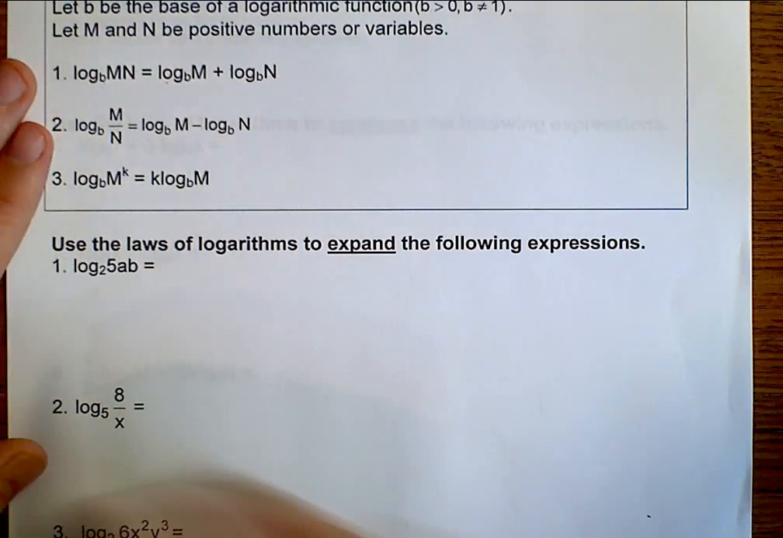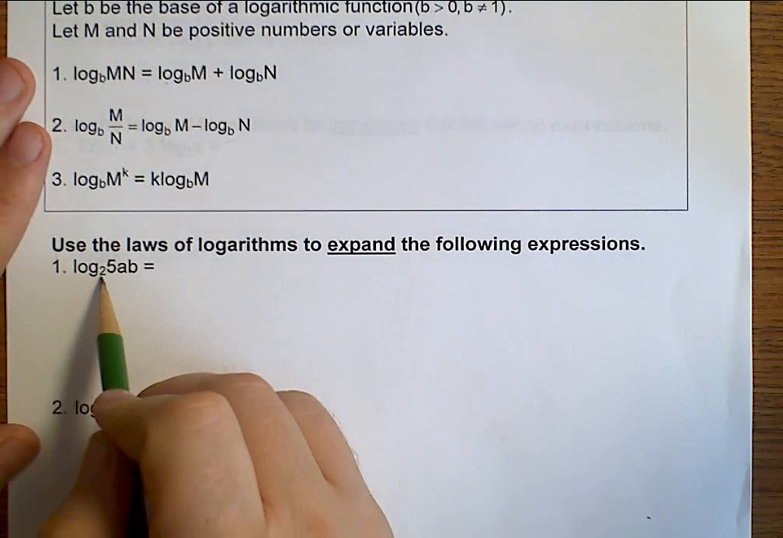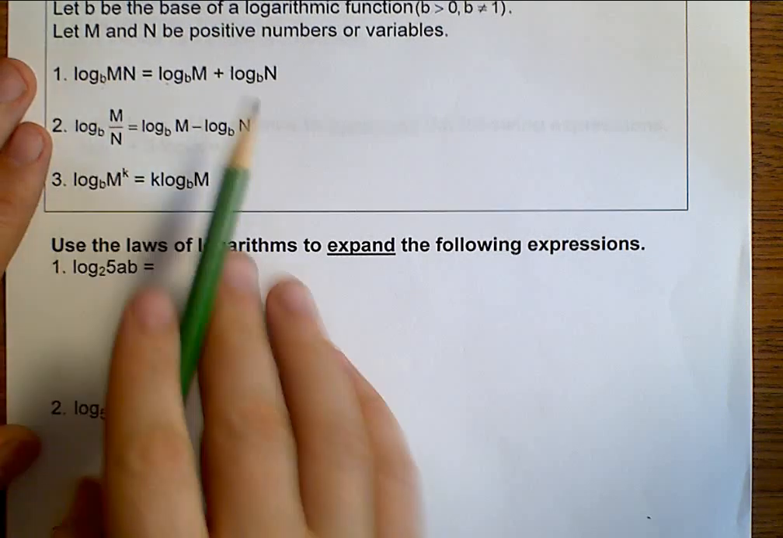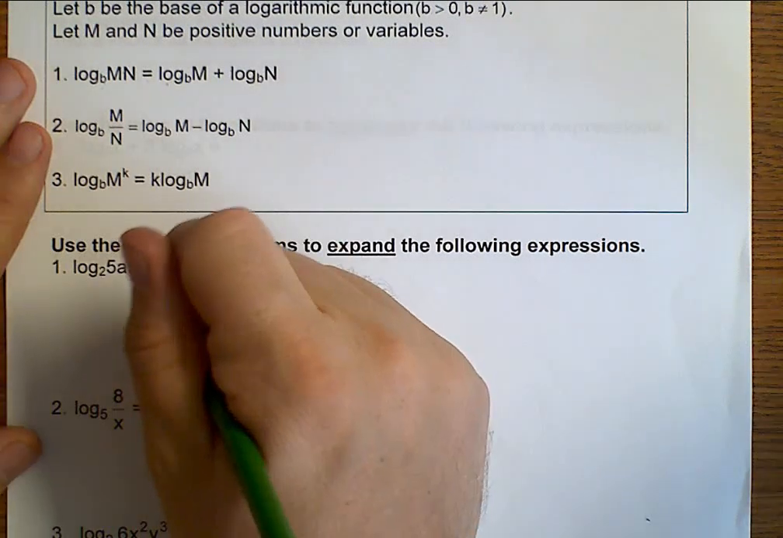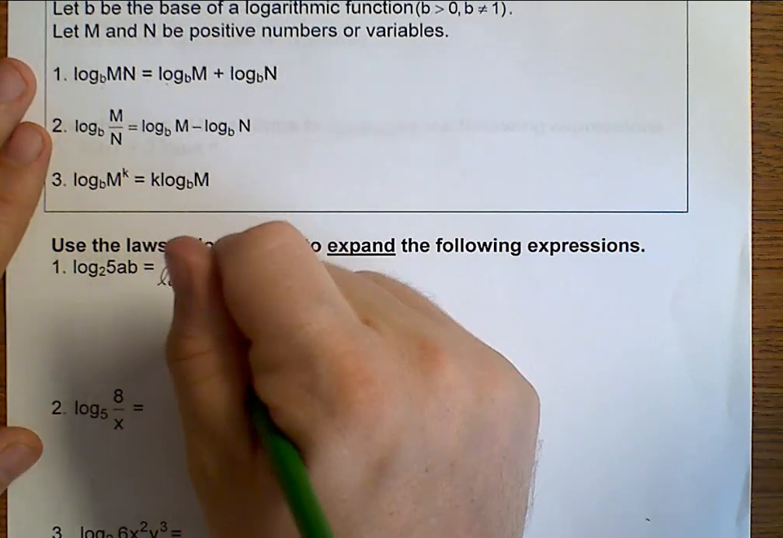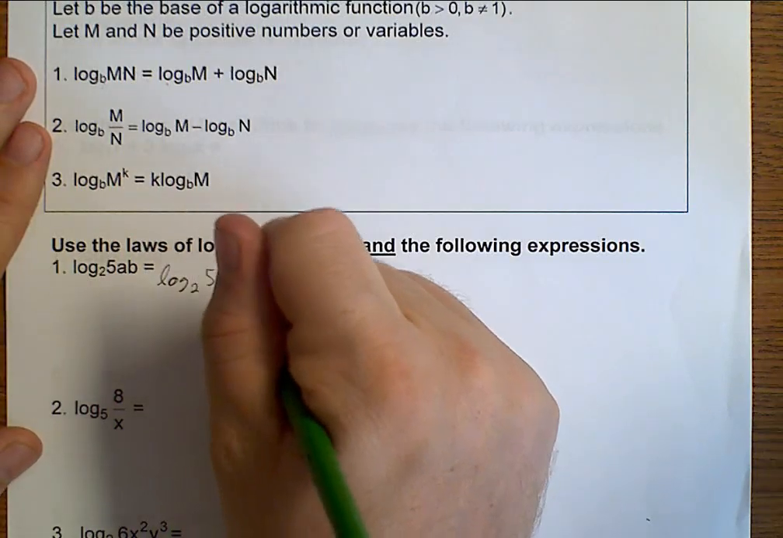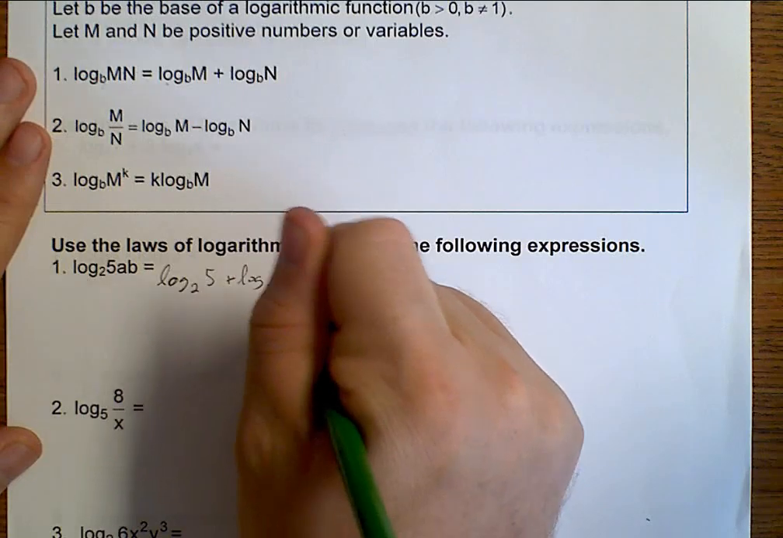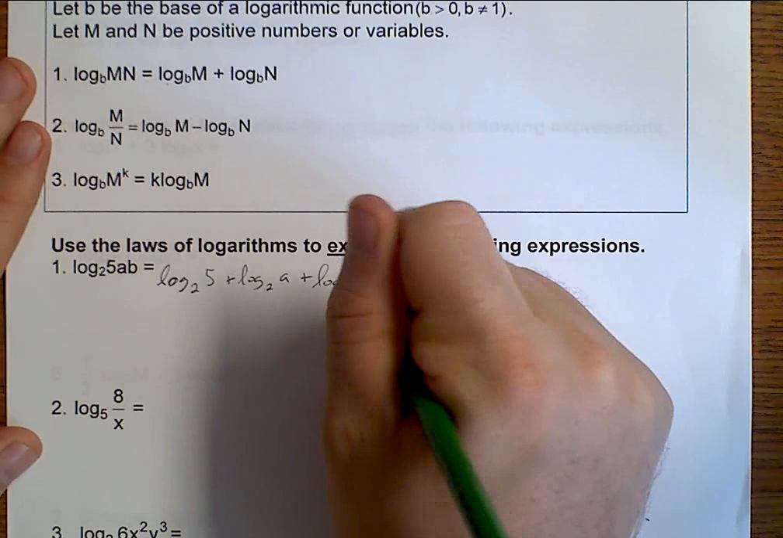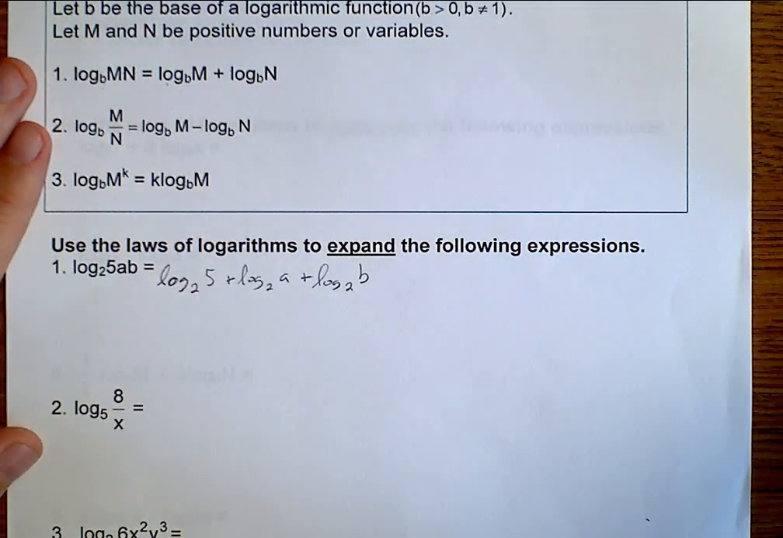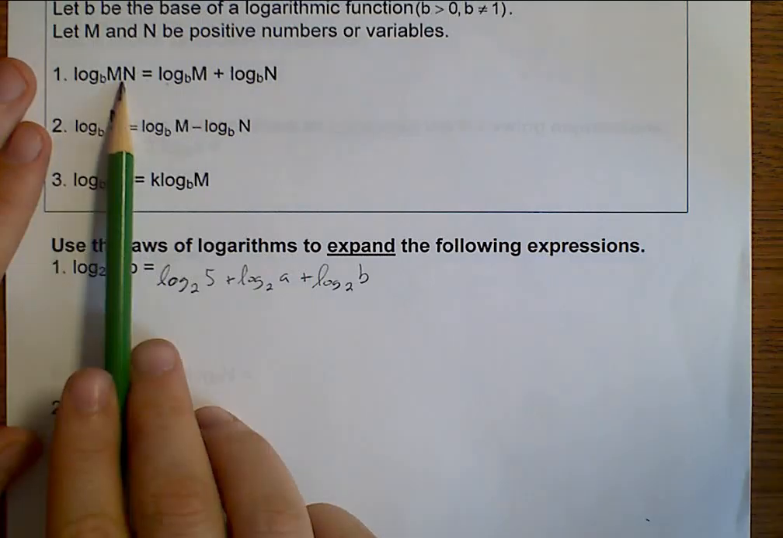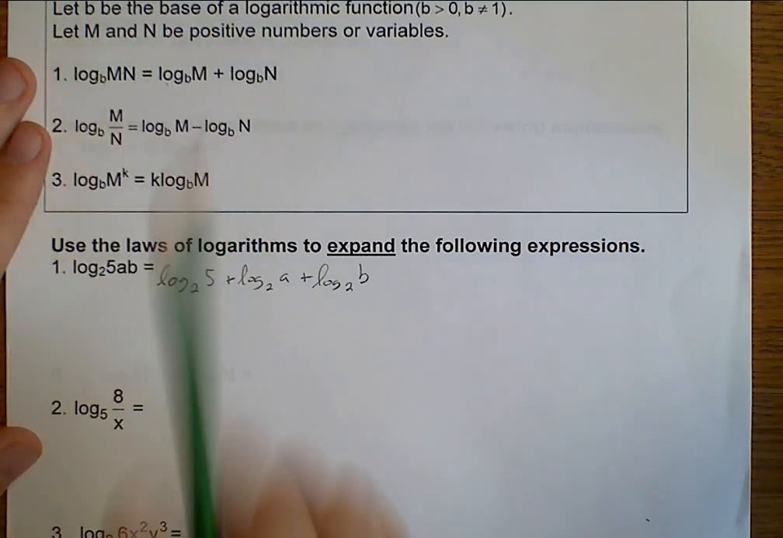So, the log base 2 of 5ab. Well, I'm multiplying and I want to expand. So this becomes log base 2 of 5 plus log base 2 of a plus log base 2 of b. They were multiplied. When they're multiplied, you separate them and then add them.